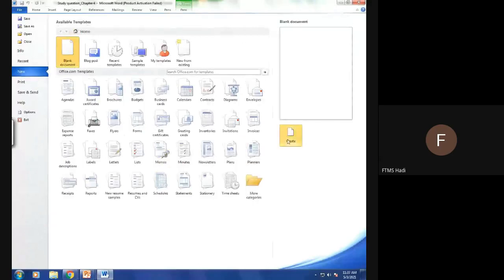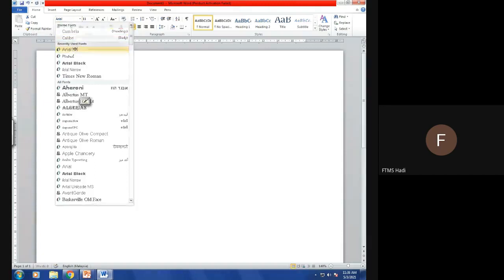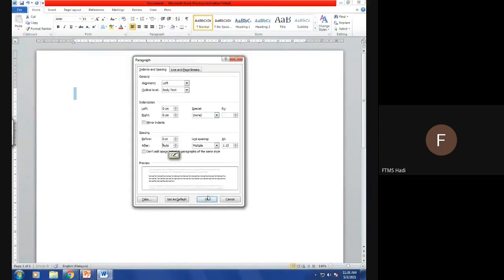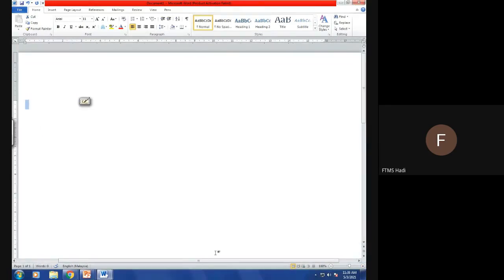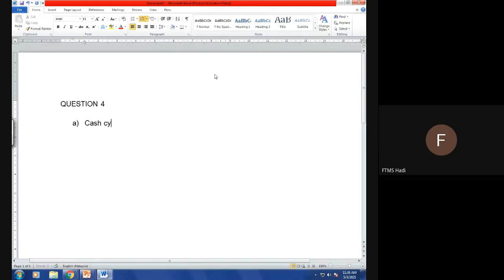Let me illustrate to you how to do this. Question 4. To find the cash cycle, the formula is AAI plus ACP minus APP. All right. Let's calculate AAI first.